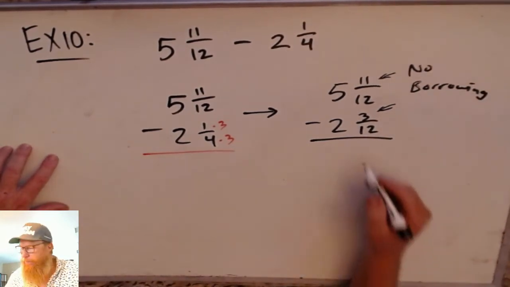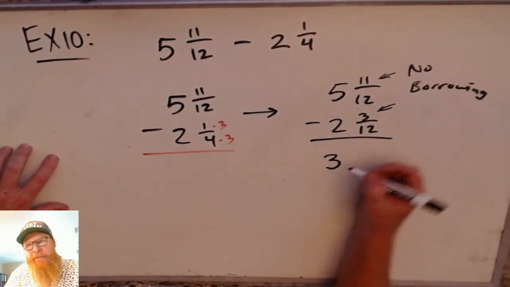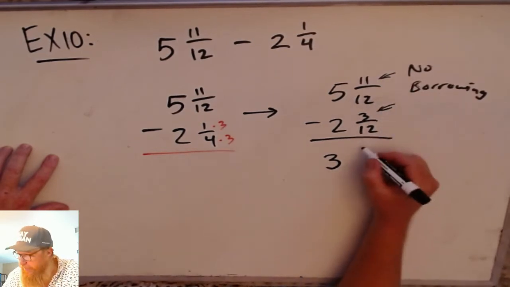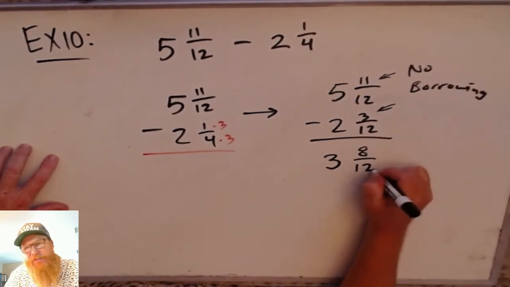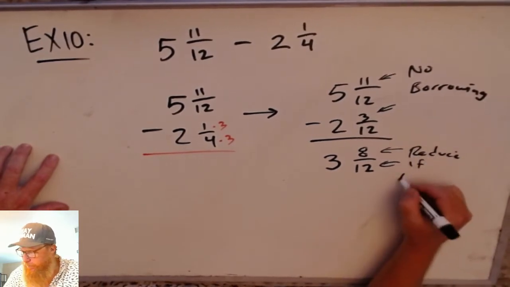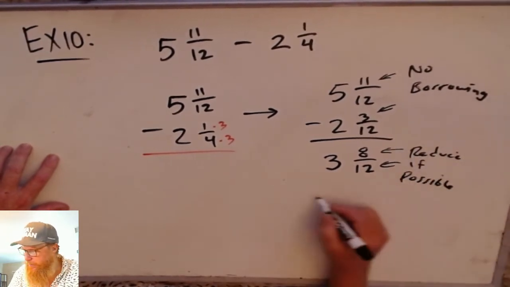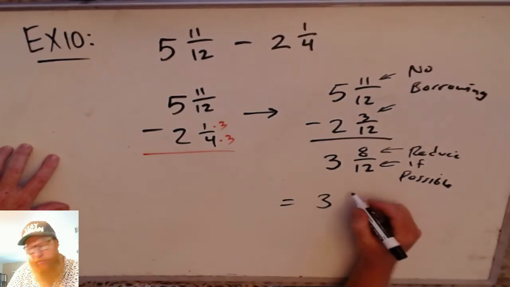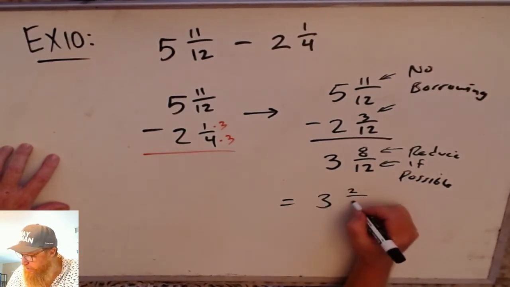And no borrowing. So 5 minus 2 is 3. 11 minus 3 is 8/12, but you do have to reduce if possible. You always have to reduce if possible. So that's going to be 3 and 2/3.